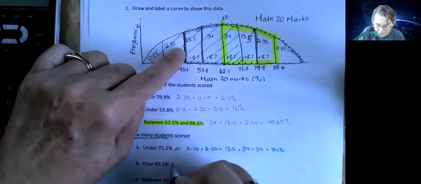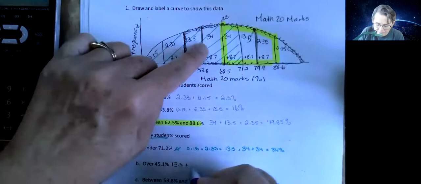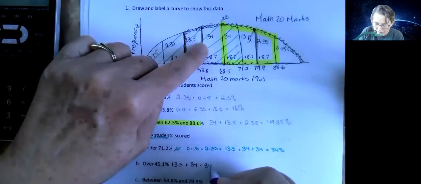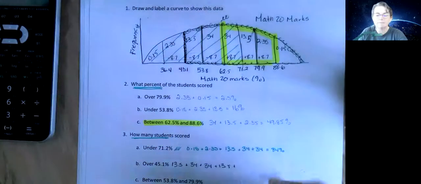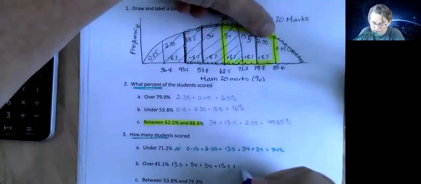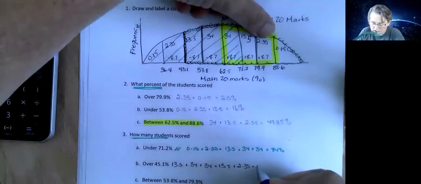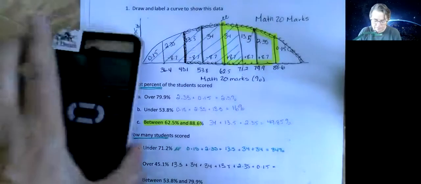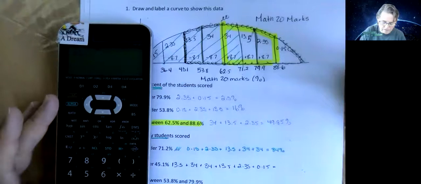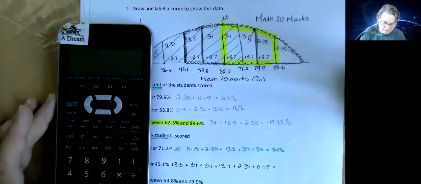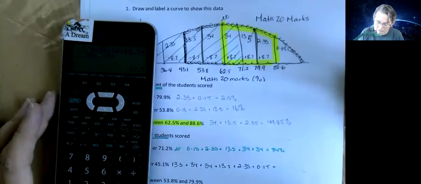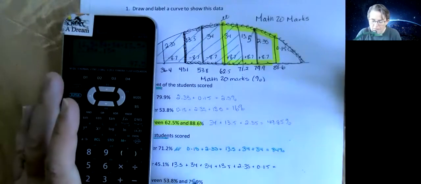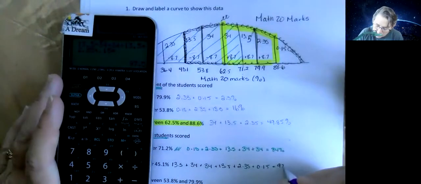So 13.5 plus 34 plus 34 plus, oops, can't see what I'm doing. 13.5 plus 2.35 plus 0.15. Plus 34. 97.5. Alrighty then. 97.5%.